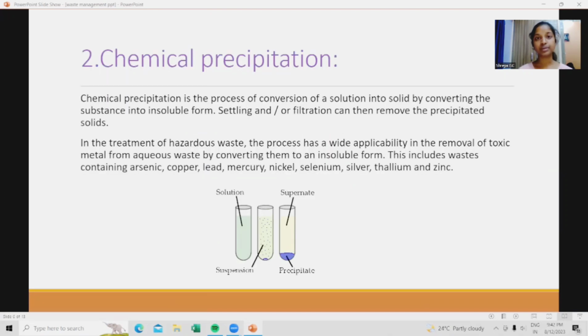And the second one is chemical precipitation. Chemical precipitation is the process of conversion of a solution into solid by converting a substance into insoluble form. Settling and/or filtration can then remove the precipitated solids. In the treatment of hazardous waste, the process has wide applicability in the removal of toxic metals from aqueous waste by converting them to an insoluble form. This includes waste containing arsenic, copper, lead, mercury, nickel, selenium, silver, thallium, and zinc.